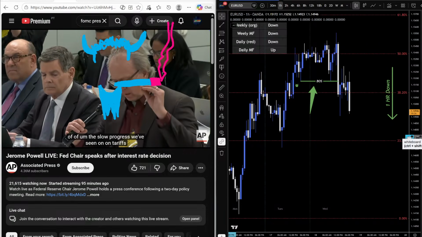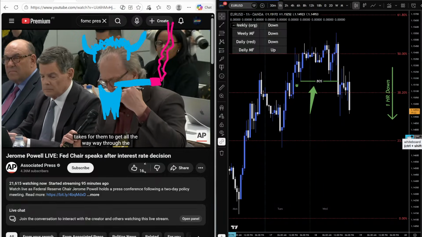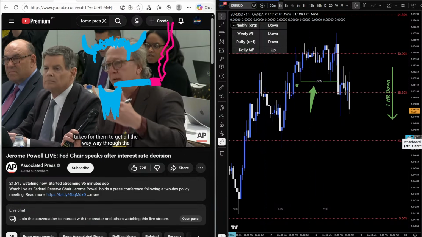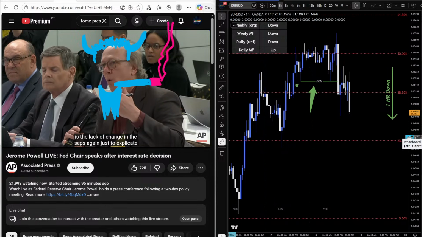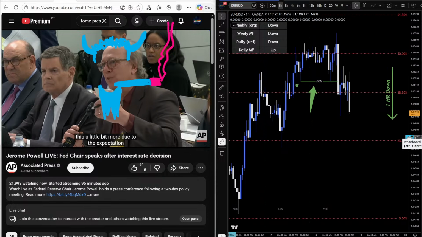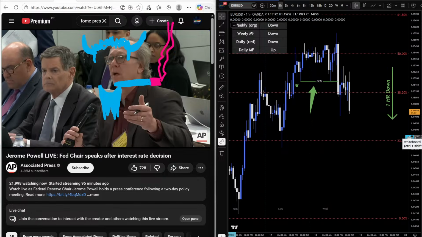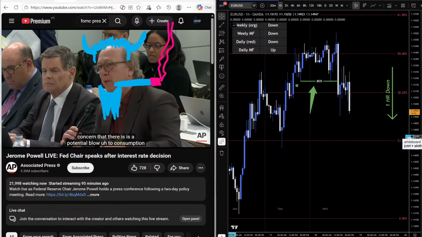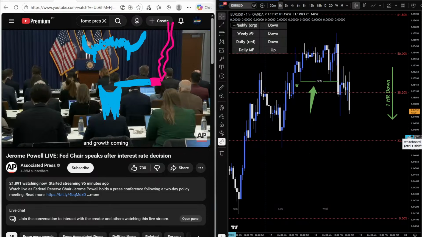Right. And is the lack of change in the SEPs, just to explicate this a little bit, more due to the expectation that the oil portion of this will pass through, or more out of concern that there is a potential blow to consumption and growth coming in the form of wealth effects with the stock market down, in the form of gas prices diverting spending from other parts of the economy?